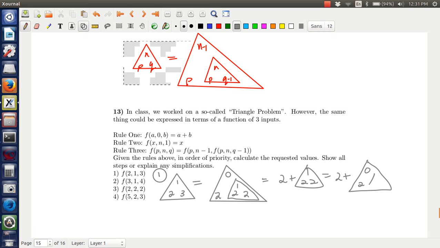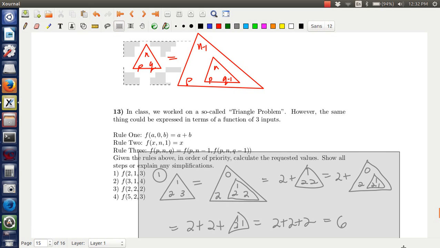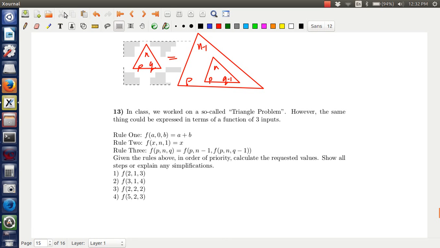And then that triangle is 2, 0, 2, 1, 1, and that is 2 plus 2 plus, and then this inside triangle, so I'm going to write it this way. This triangle is another 2, so the answer is 6. Alright, so that's a perfectly acceptable way to write the answer to number 1, provided you didn't explain the shortcut. And question number 2, very similar.